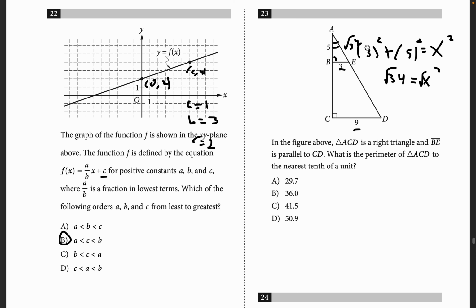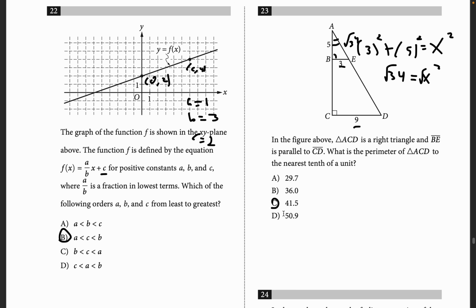Then let's add this. 5 plus 3 is 8. 8 plus the square root of 34 is 13.8, so that's the perimeter of this one. Now we just multiply by 3, and we get 41.4. It says 41.49 on my calculator, so 41.5.